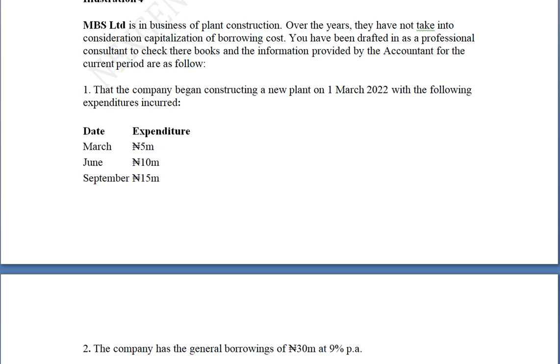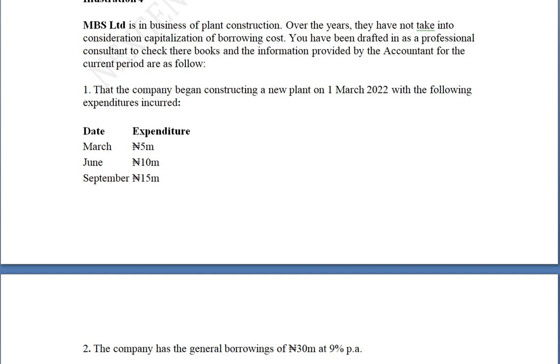Once you see this information, you should know that it will be tending towards general borrowing. Now, understand this, they may combine both the specific and the general borrowing into one question. All that you need to do is use the rate for the specific and get the borrowing cost. Use the borrowing rate as the capitalization rate for the general borrowing, and then multiply by the average expenditure to determine the cost, and then if you add the two together, they become the borrowing cost for that particular period.